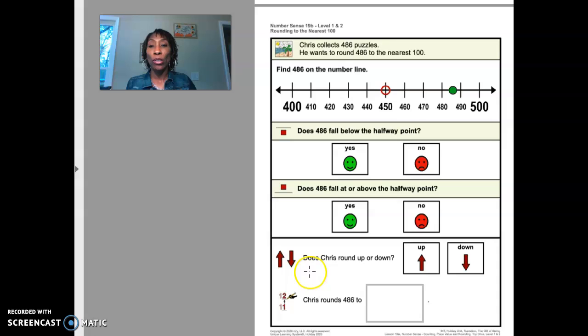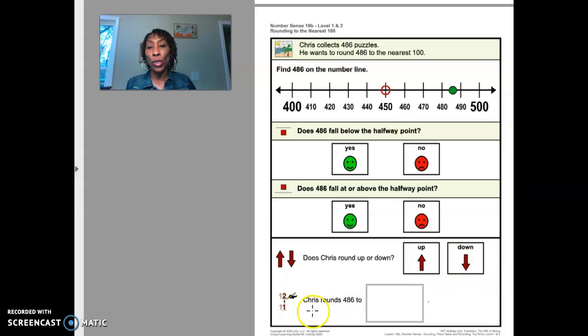Then you're going to go down to this question. It wants to know, is Chris going to round up or down? And the only way you're going to know that is remember the rules. If your number falls below the halfway point, you round down. If it falls above your halfway point, you're going to round up. So you're going to have to circle either up or down.